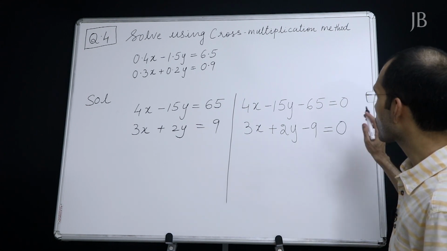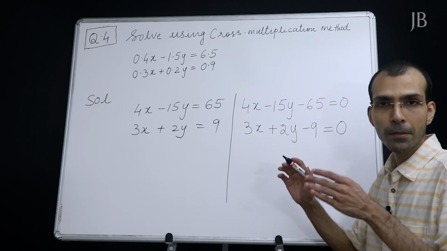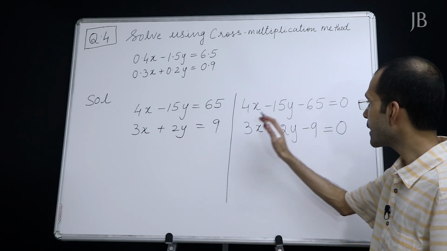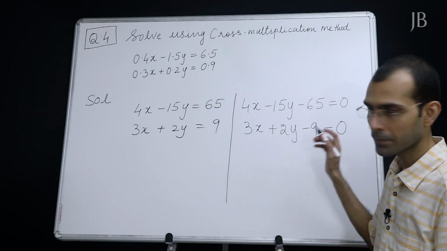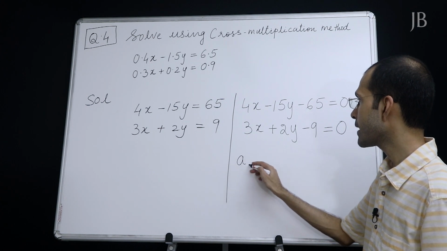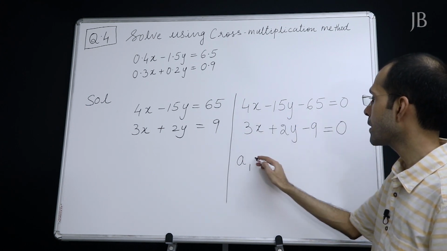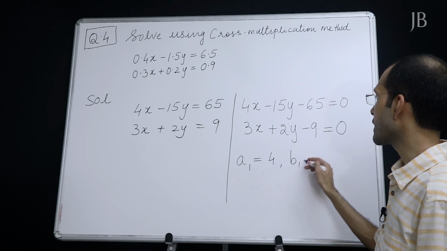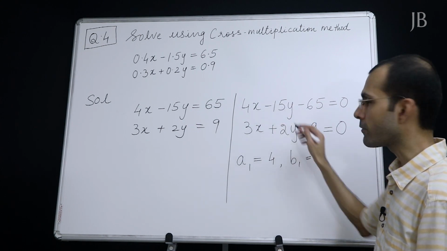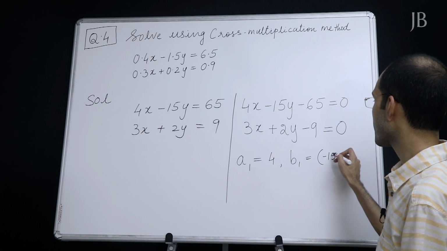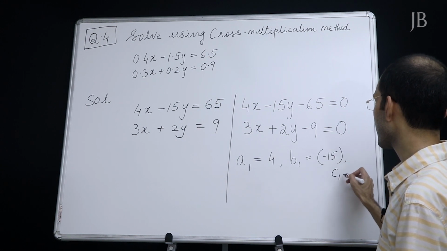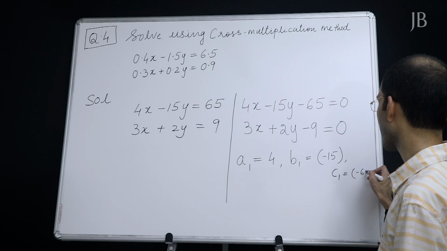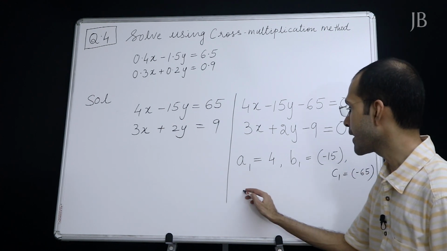Now we will have to identify a1, b1, c1, a2, b2, c2. So let's see that. The equation is in a proper form. a1 is the coefficient of x, so that is 4. Then b1 is the coefficient of y, that is minus 15. c1 is minus 65.